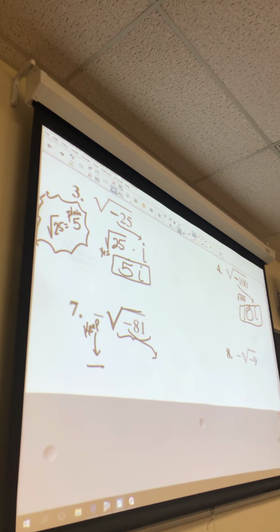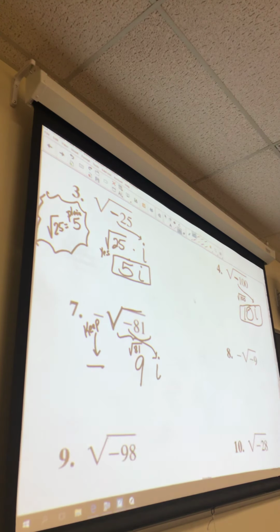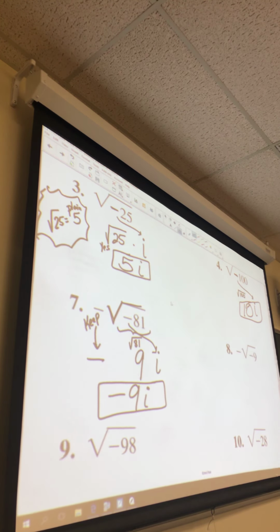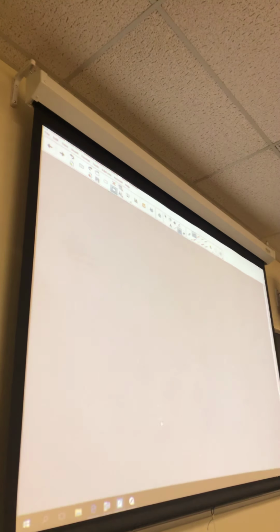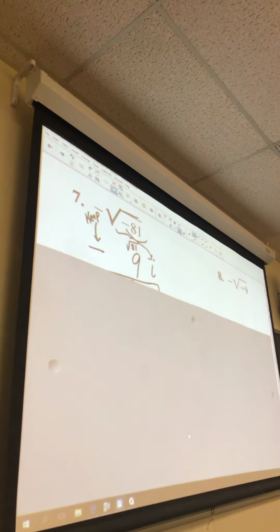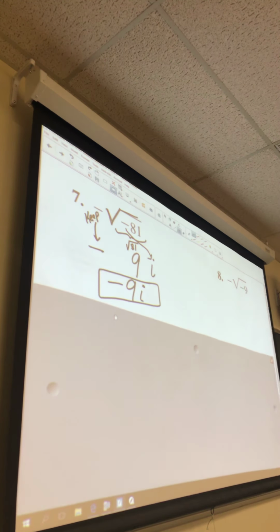So now, for this, that negative is going to be my I. Square root of the positive 81 is going to be what? 9. So, what is that simplified going to be? What's that going to look like? Negative 9I. Yes. Okay, so what is the one over to the right, number 8, going to be? Very good.